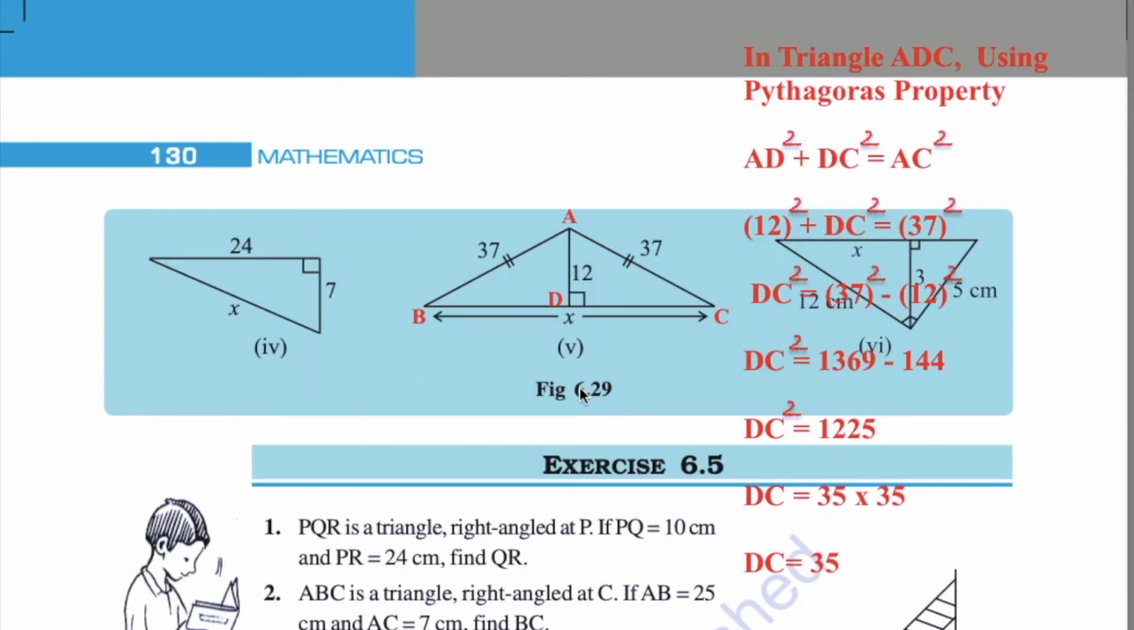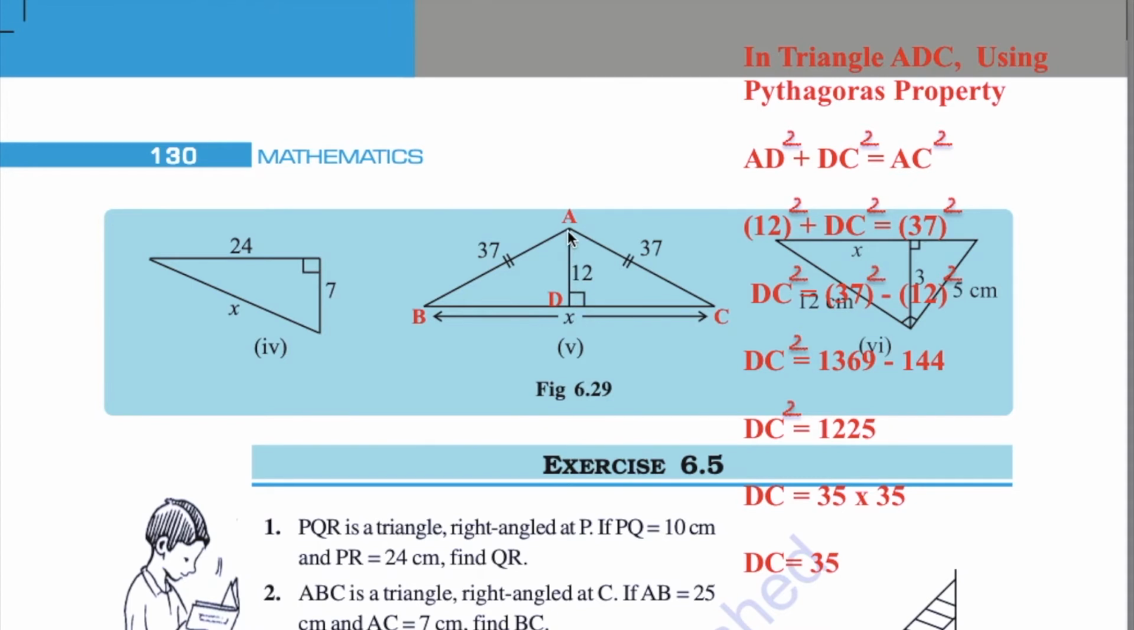Now we have part fifth. In fifth part, the triangle is given ABC. Okay, and here it is one altitude AD. So this triangle ABC is divided into two triangles. So we have to find the value of x, and we know this x will be BD plus DC.